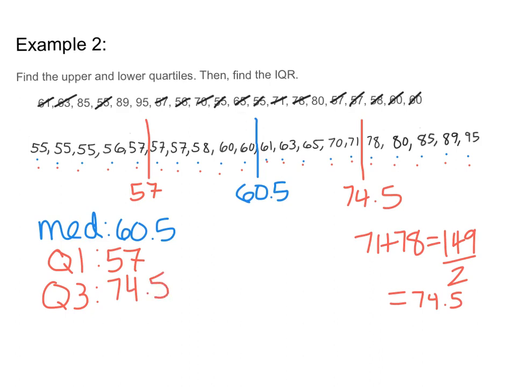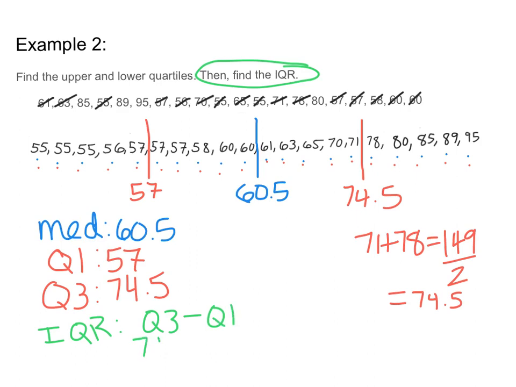The last thing you needed to do was find the IQR. So to do that, we remember that the IQR is quartile 3 minus quartile 1. So I'm going to do 74.5 minus 57, which gives me 17.5.